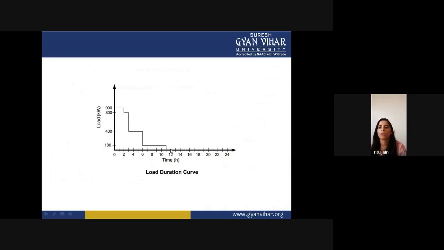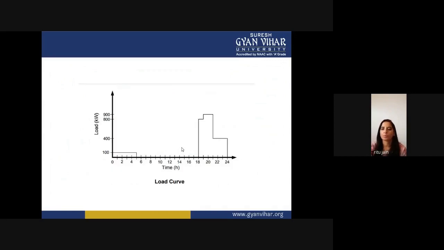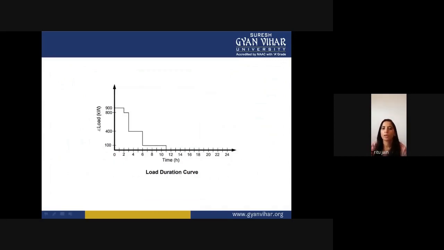Now next come to the load duration curve. I have already told you that the load duration curve starts from highest to lowest, meaning descending order. The highest demand of load from the table is 900 kilowatt from 7 p.m. to 9 p.m., only for 2 hours. So you can see that for 2 hours, you are taking 900 kilowatt.